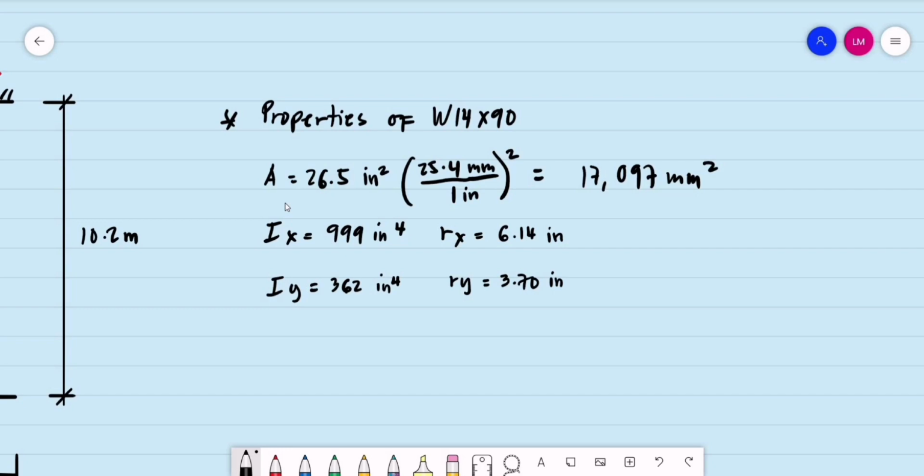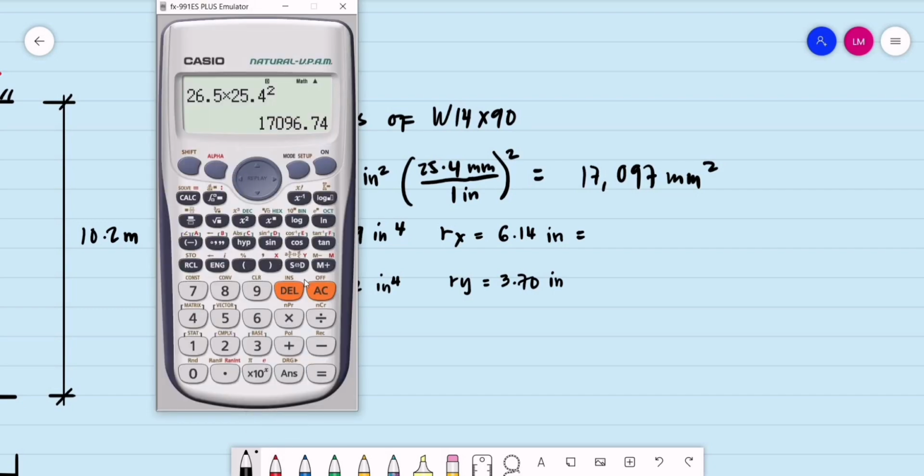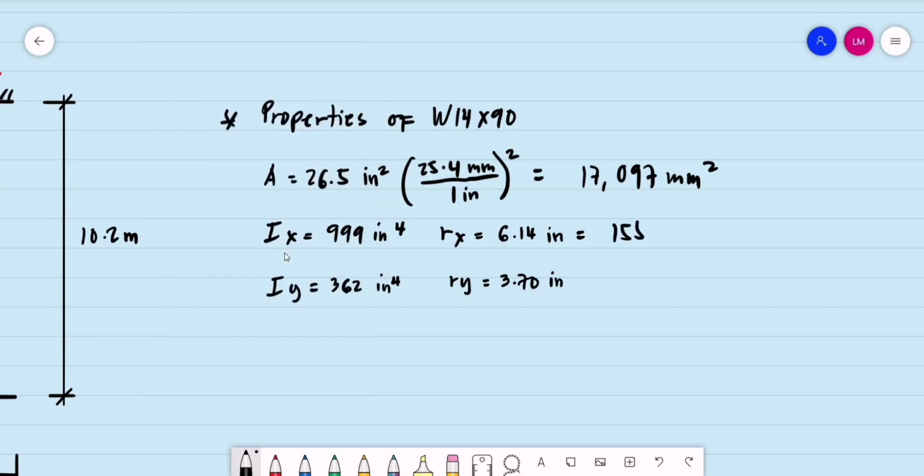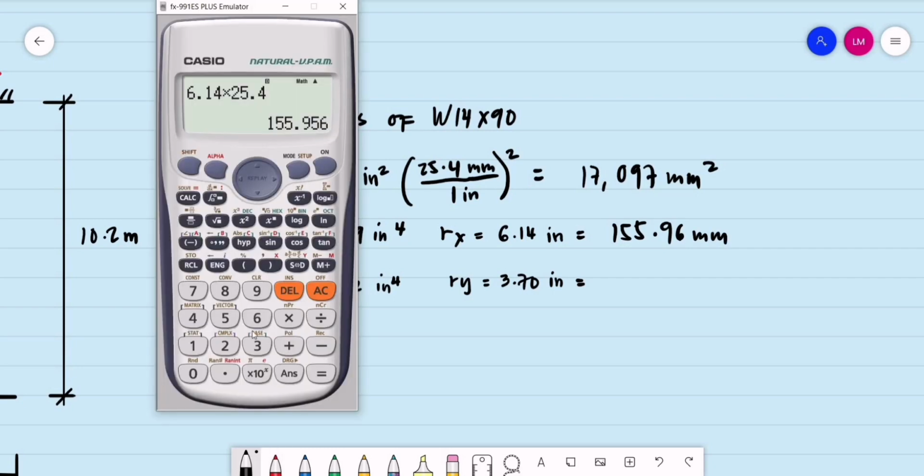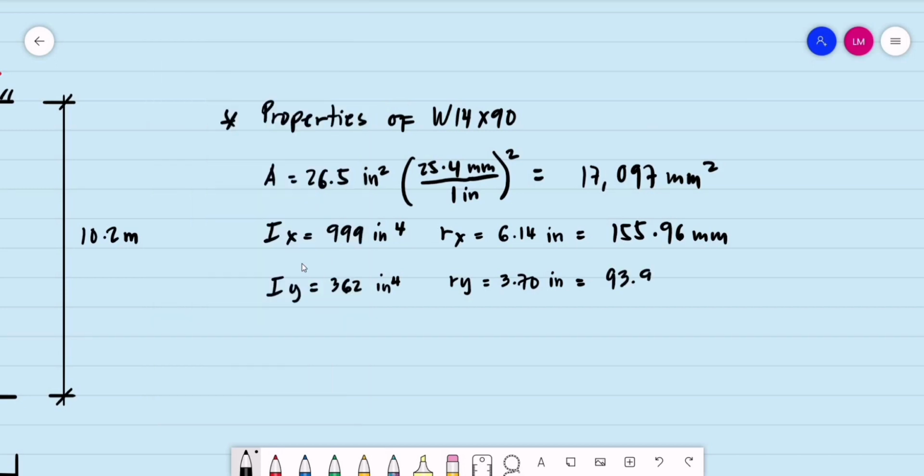When it comes to the radius of gyration, 6.14 inches, that is 6.14 multiplied by 25.4, 155.956, or let's say 155.96 millimeters. Then for Ry, the radius of gyration with respect to the y-axis, 3.7 multiplied by 25.4. That is 93.98 millimeters.